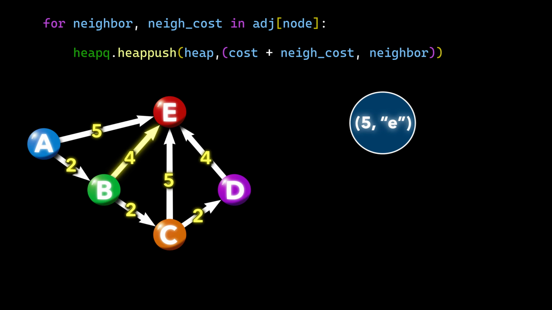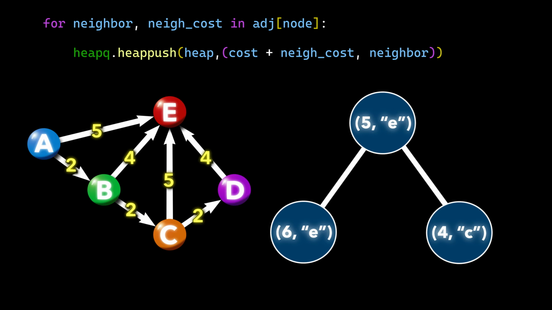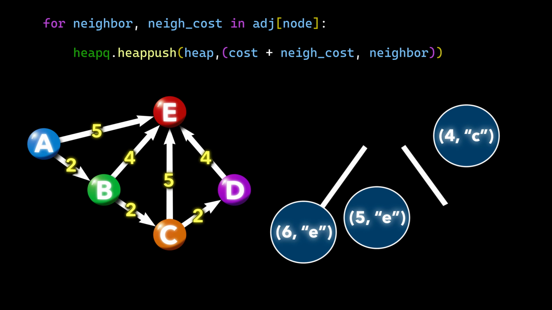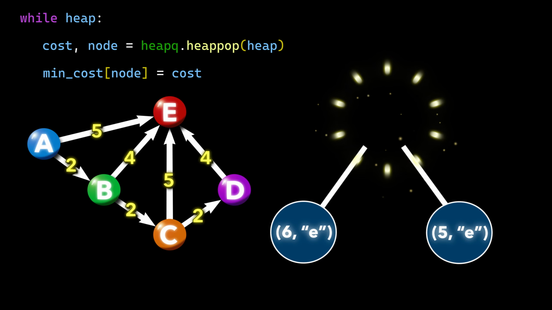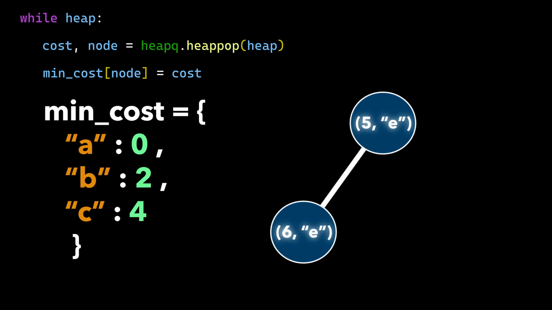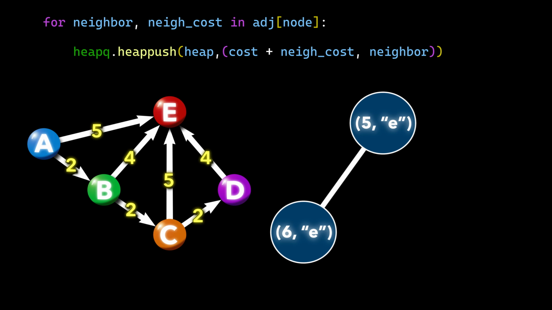So we then head to node B and push its neighbors to the heap. But remember, we need to push with the total cost. So for node E, we add the cost from B to E to the cost to get to B. The shortest path moves to the top, and we then go to the next iteration, pop from the heap, and add it to our min cost map. Now we go to C since we just popped it, push its neighbors to the heap, and pop again.